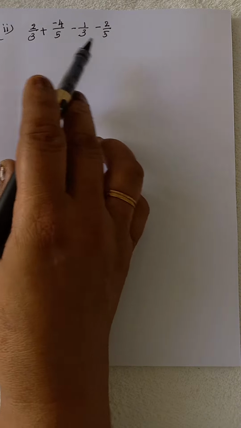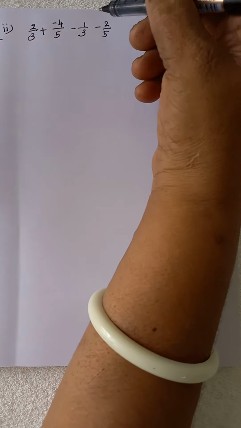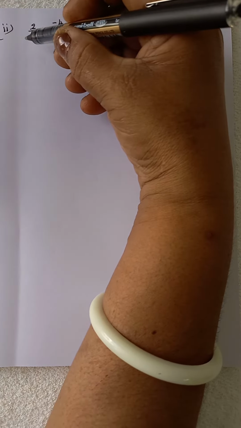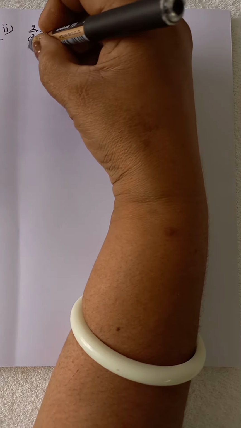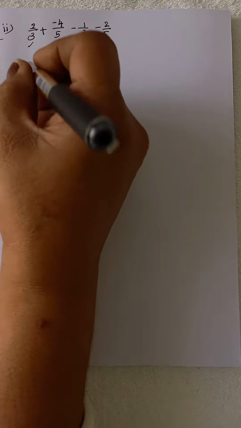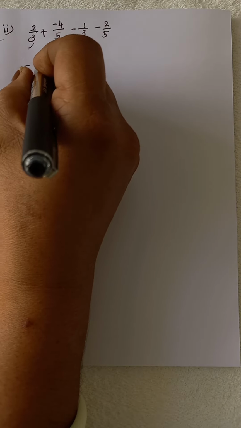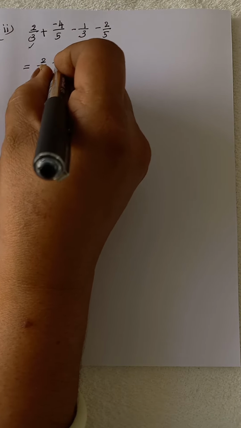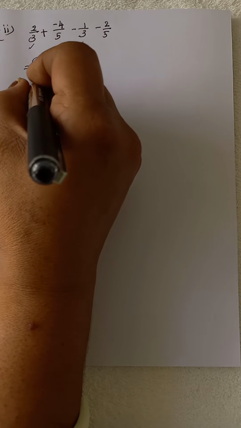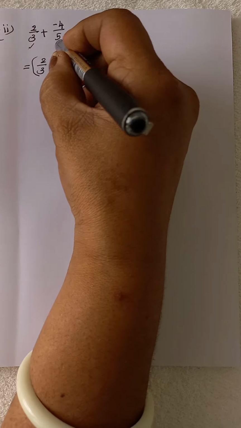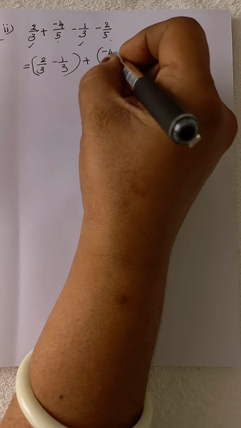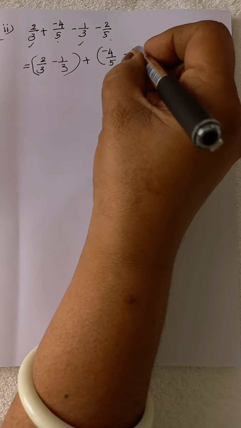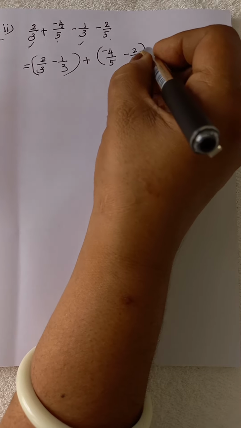Now the second question is this. Here also we can take rational numbers with the same denominator together. So this 3 and 3 we can take it first. So this is equal to 2 by 3 minus 1 by 3 together. Then with the 5 this and this. So plus minus 4 by 5 minus 2 by 5.